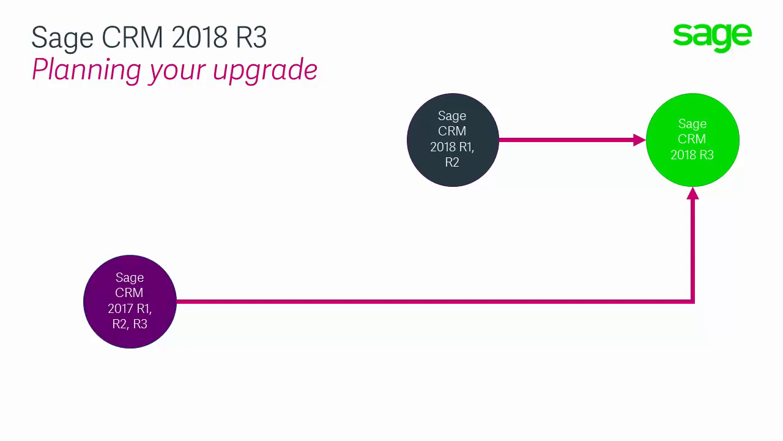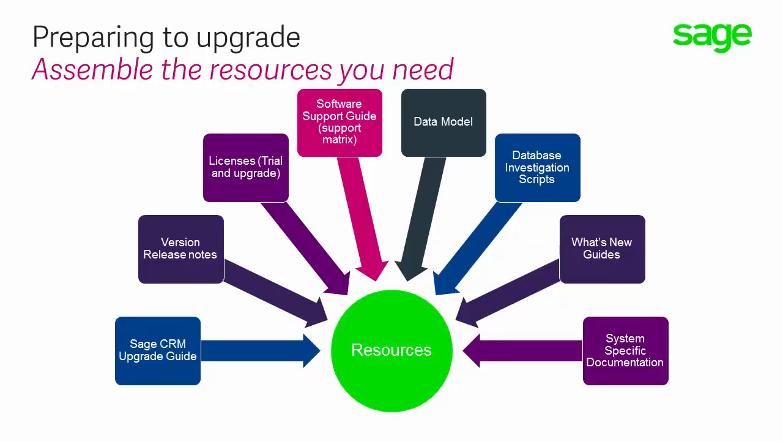You will need to assemble the following: the Sage CRM upgrade guide for the target version, and this is now something that you'll find within the system administration guide. You're also going to need the version release notes, and if necessary the patch release notes as well. You're also going to need to make sure that you've got hold of the licenses that you'll need. You'll need a trial license for the test environment and then an upgrade license for the target version, that's the version to which you're upgrading. And you may find it useful to make sure that you've got the software support guide, which is also known as a software support matrix.